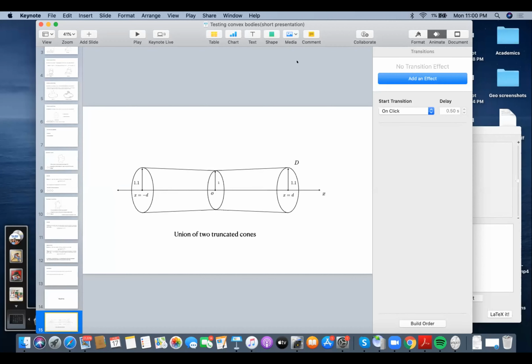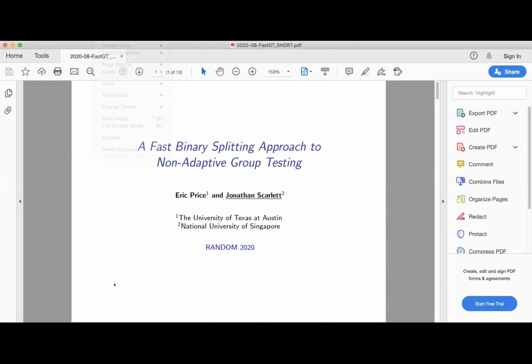Next up, we have Jonathan Scarlett. Jonathan, are you here? Great. Yeah, so next we have Jonathan Scarlett, who's going to talk about joint work with Eric Price, a fast binary splitting approach to non-adaptive group testing. Thank you, Jonathan, for the introduction.